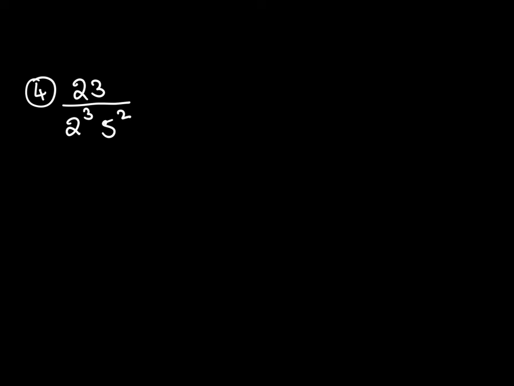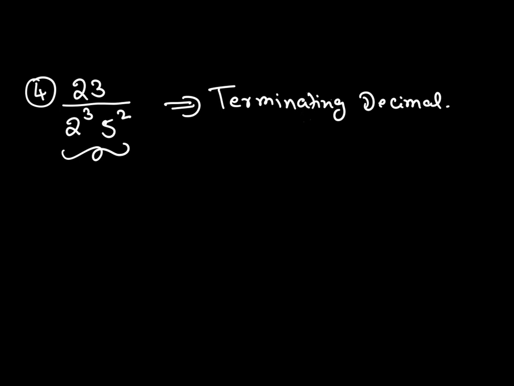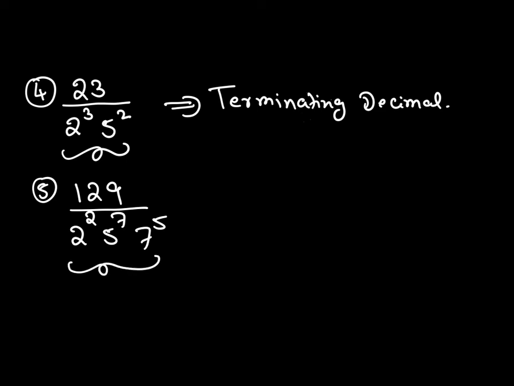What about number 4? 23 divided by 2 to the power 3 times 5 to the power 2. Since the denominator has only prime factors of 2 and 5, this will have a terminating decimal. Looking at problem number 5, can you guess what it is going to be, a terminating decimal or a non-terminating repeating decimal? Since the denominator has a prime factor of 7, which is other than 2 and 5, it is going to be a non-terminating repeating decimal.